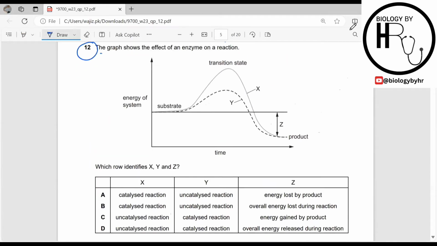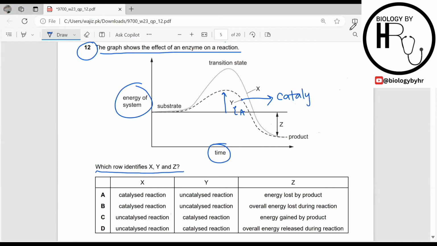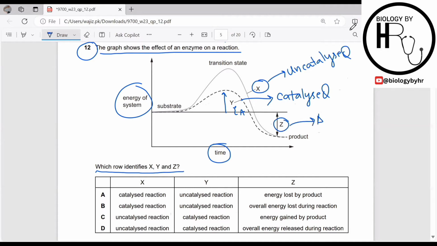Question number 12 says that the graph shows the effect of an enzyme on a reaction. So this is basically the energy-time graph. They are asking which row identifies X, Y, and Z. We all know that whenever we use an enzyme or catalyst in a reaction, the activation energy decreases. So the graph of Y is showing a decreased activation energy. So we can say that Y is the catalyzed reaction. X is the uncatalyzed reaction. Why? Because it is showing a high activation energy. Z is basically the delta H, which is the overall energy change during the reaction.